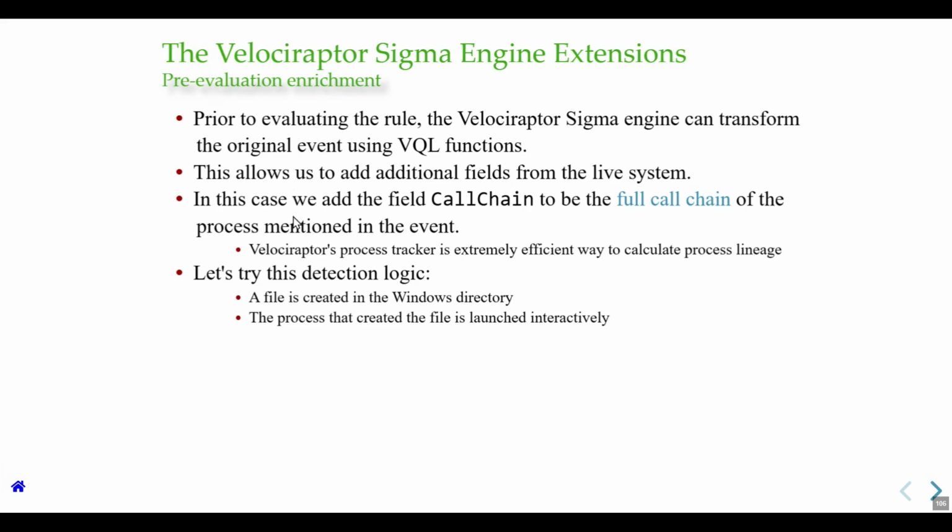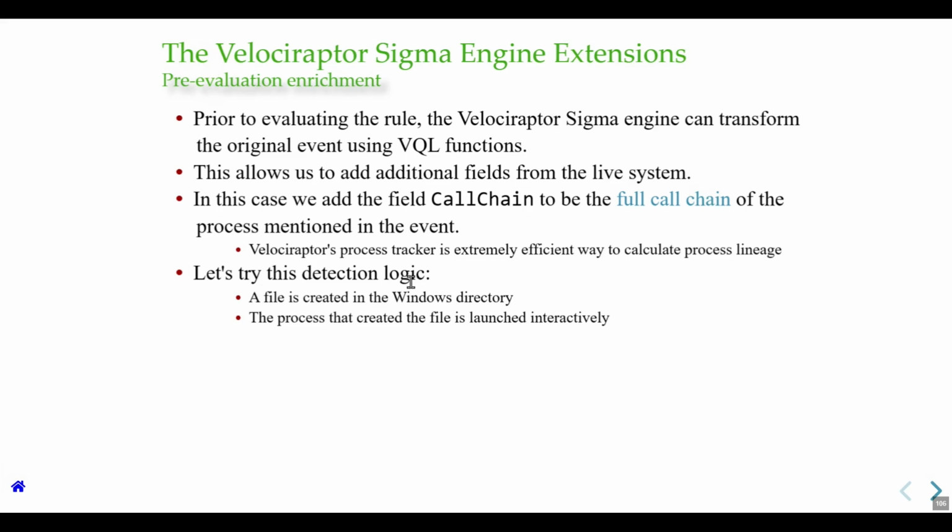And so in this case, for example, we can add a call chain. Call chain is really important because it shows us the full call chain of all the processes that were used to execute that program, right? And the way we know this is because Velociraptor has something called a process tracker, which keeps track of process lineage, like parent-child relationship, basically. And so we can tell which process started which other process. And so that gives us a lot of context about how did this process get there? Where did it come from?